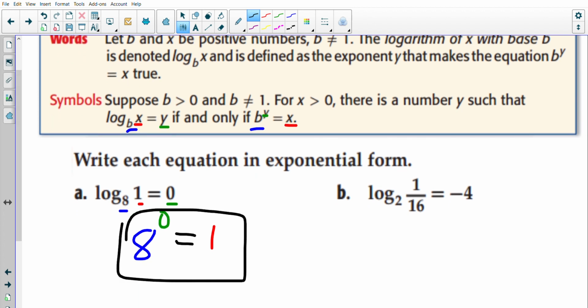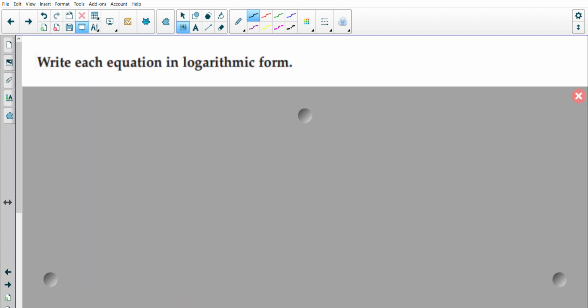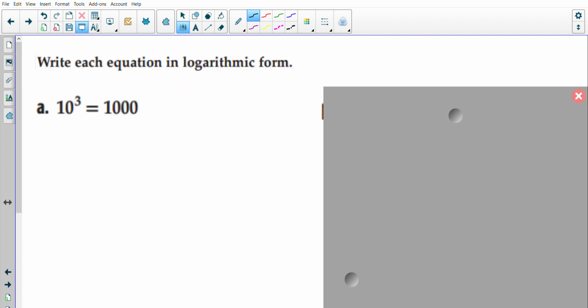So we do the same thing here. Okay, so we got the base, so we got log base 2 of 1/16 is equal to -4. So 2 to the -4 is equal to 1/16. And there we go. Okay, so that's what we're looking at doing. But now we also need to be able to go the other way. So write each equation in logarithmic form. So this one just goes backwards.